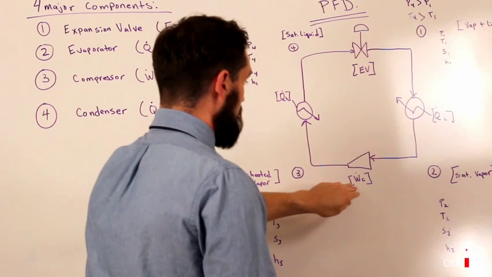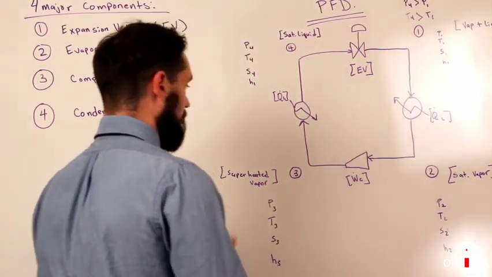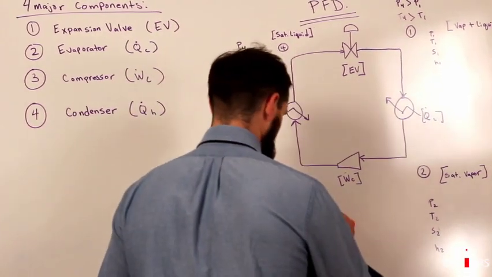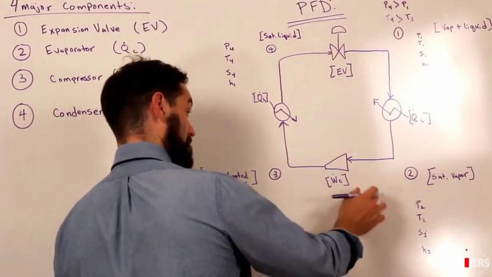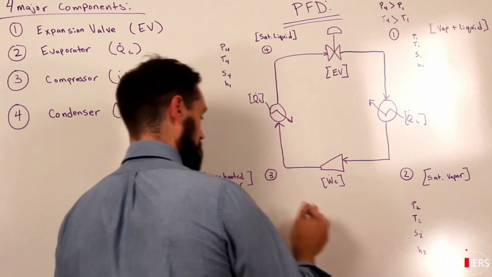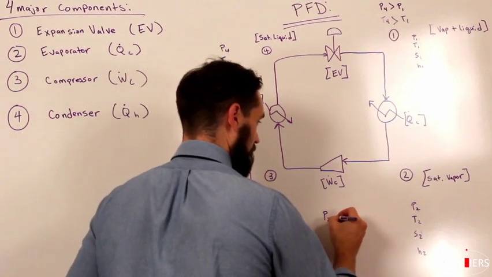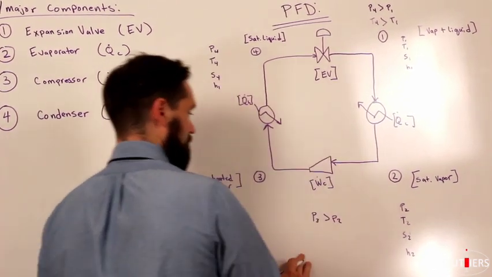So we've increased the pressure, which means that one of the deductions from here is that because we've put work into the system, we've increased the pressure, we can know that P3 is going to be greater than P2.